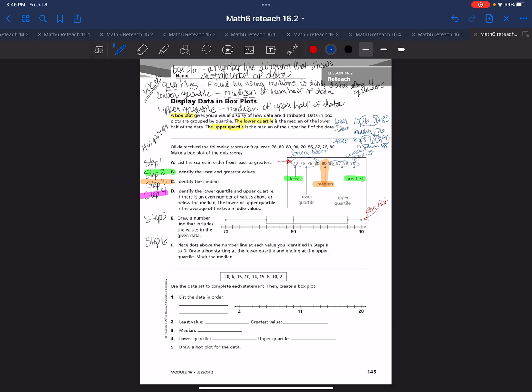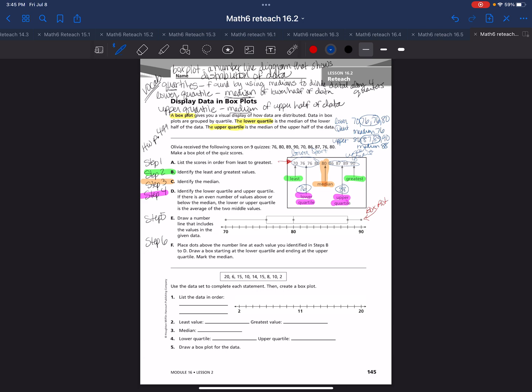Okay, so now I've found both of those. So here's my lower quartile, and here's my upper quartile. So my lower quartile would be 76, and my upper quartile is going to be 88.